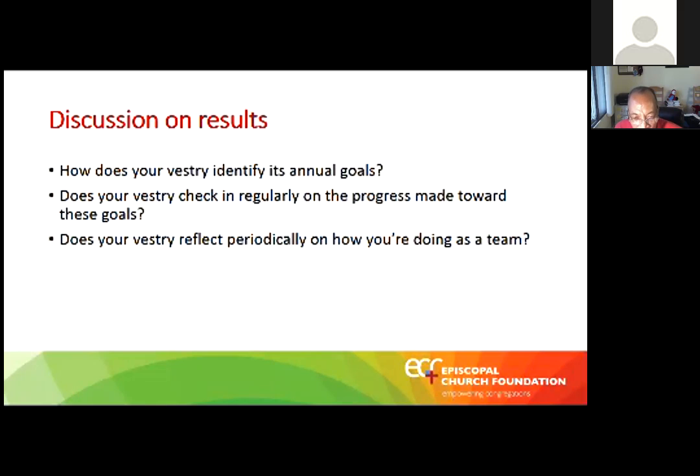And how do your vestry or your leadership team take an opportunity to reflect on how the team is doing? This is another important area. How is the team doing? That goes back to how do we focus on results, but also continuing to work on and build strong teams.